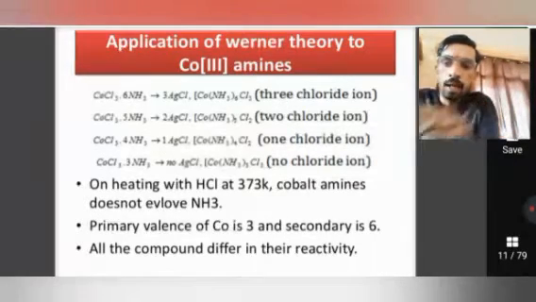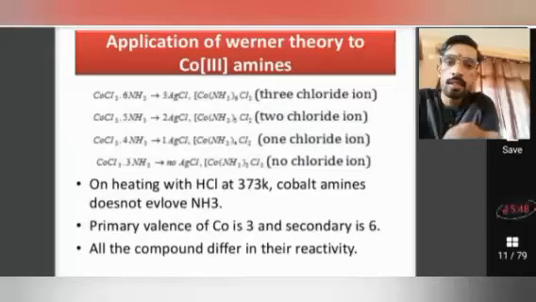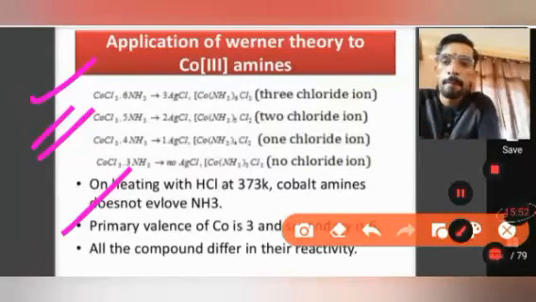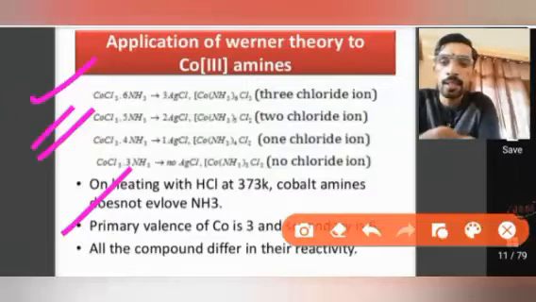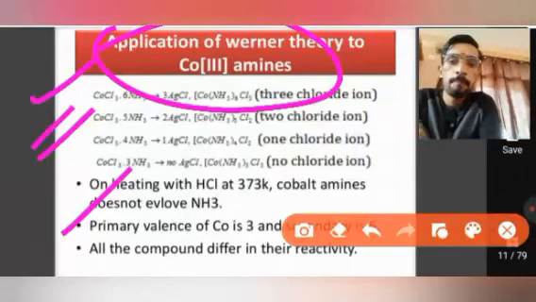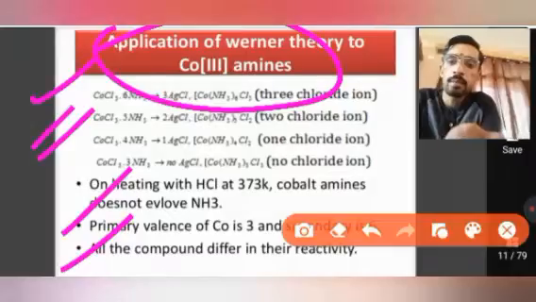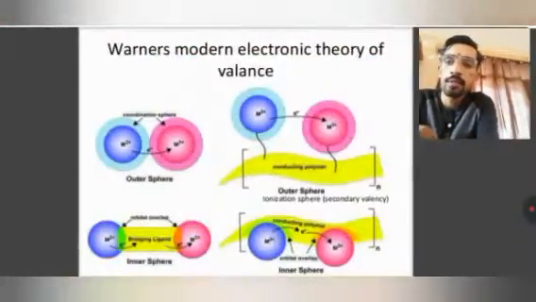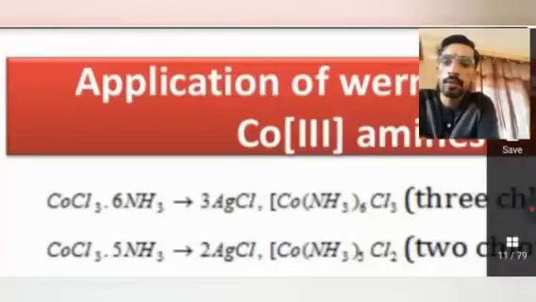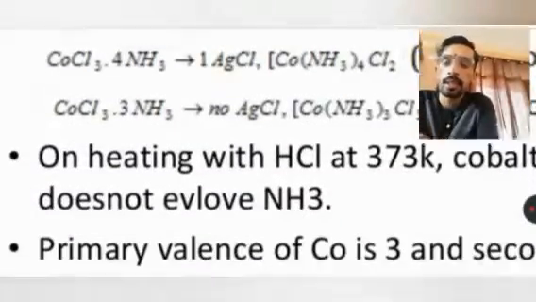This is the basic application. This theory is determining the number of ions also. Primary valency of cobalt is 3 and secondary valency is 6. So secondary valency minus primary valency is the formula to determine the number of negative ions. Okay, all the compounds differ in their respective properties. Yes, this 6-1 is different, 5-1 is different, 4-1 is different, and 3-1 is different.